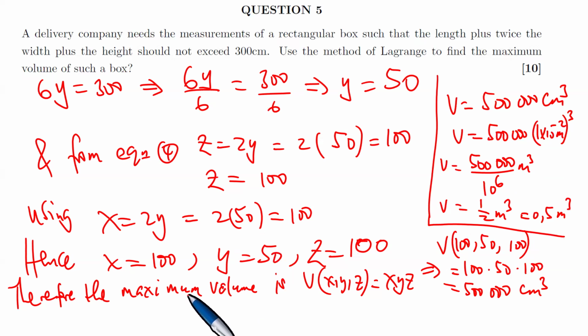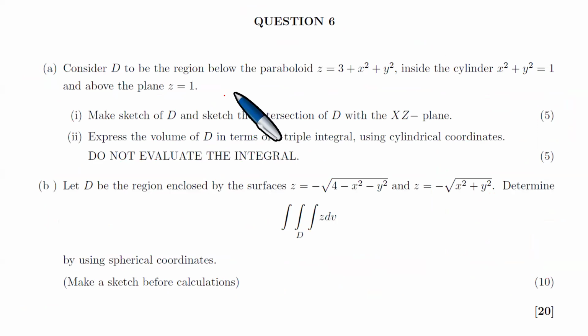Right, so let's continue. Now, you must also be in a position to do integration. So far we've been looking at differentiation, but I want us to also look at paraboloids and integration. Question 6 is actually very interesting. Consider D to be the region below the paraboloid. We spoke about a paraboloid, and there's something called a cylinder, and we shall sketch these things. And there's a plane z equals 1. Make a sketch of D and sketch the intersection of D with the XZ plane for 5 marks.